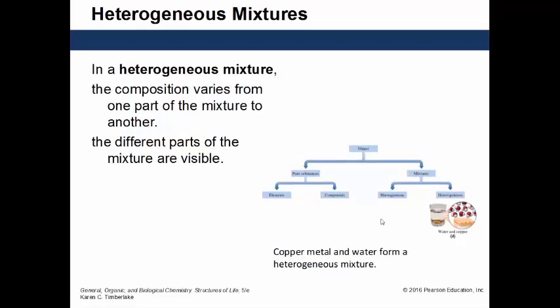All right, another type of mixture is called heterogeneous mixture. Prefix hetero means different. So in this type of mixture, the composition will vary from one part of the mixture compared to the other, and the different parts of these mixtures are visible. The example that's given here is a glass of water and copper. You can see the water, you can see the copper. They are still mixed together, but you see the individual components that make up that combination.